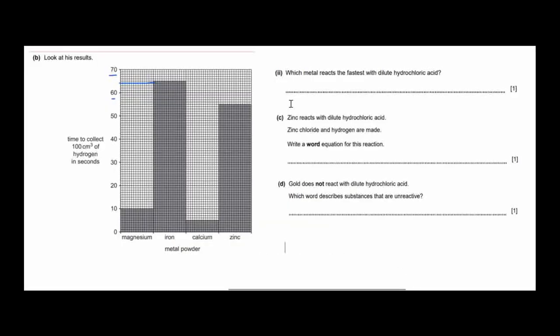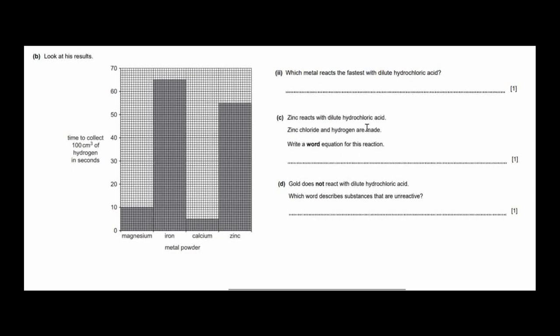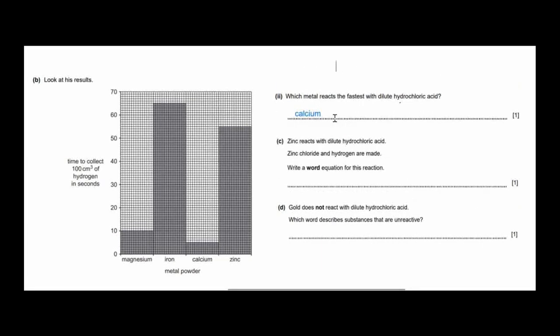So now we are in question B part 2. Which metal reacts the fastest with dilute hydrochloric acid? 10 seconds from now. Let's open up the answer. So it's calcium. You see, calcium has the shortest time needed. So it's the fastest.